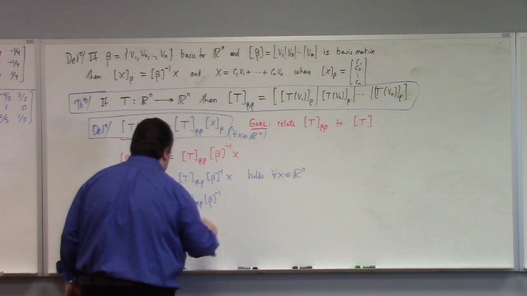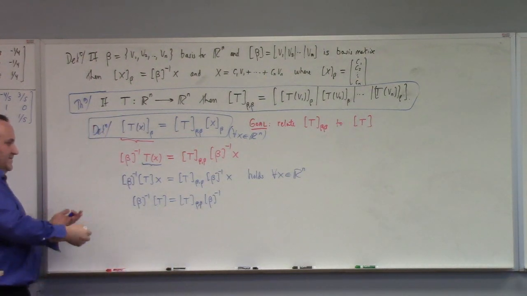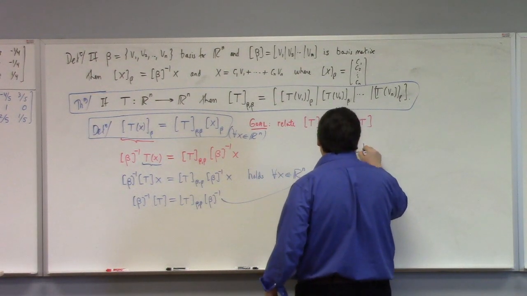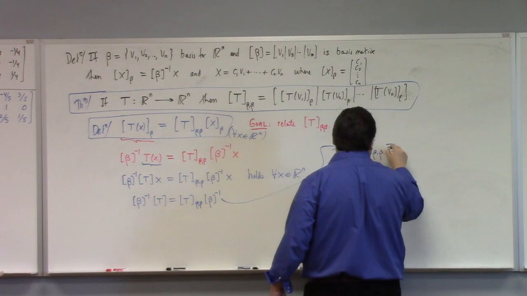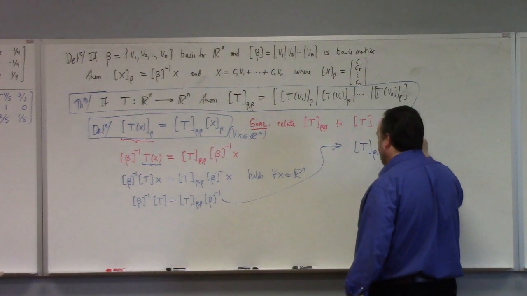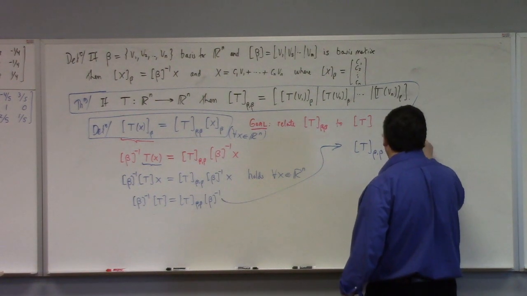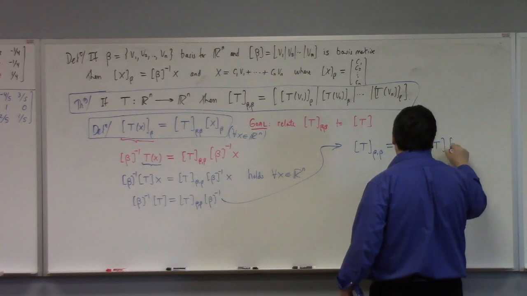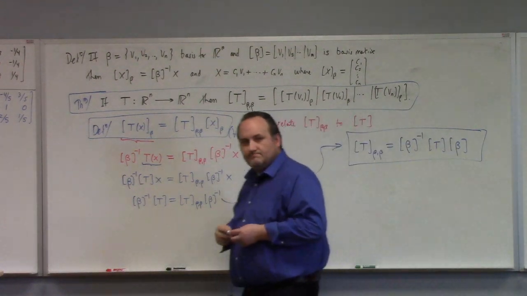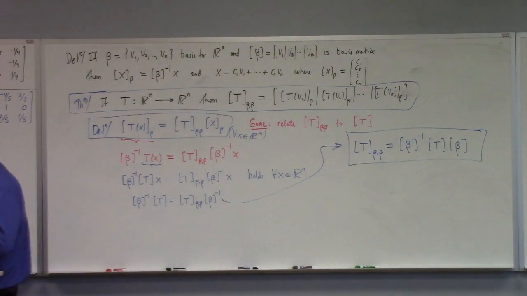times beta inverse. And now I want to find a formula, right? So what is it? I solve for T beta beta. What you got? Beta inverse times T times beta. There we go. That's it. That is a formula that allows us to calculate the non-standard matrix from the standard matrix if we know the basis matrix and its inverse.